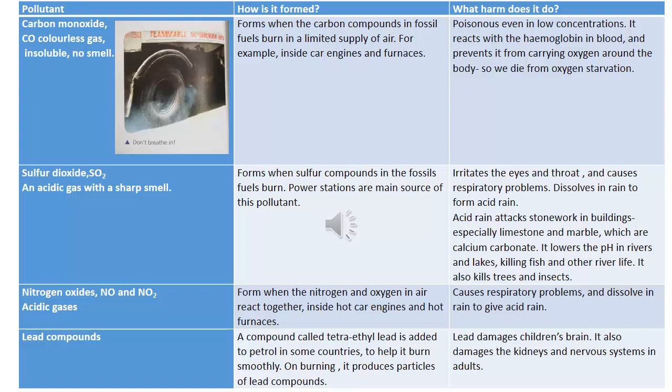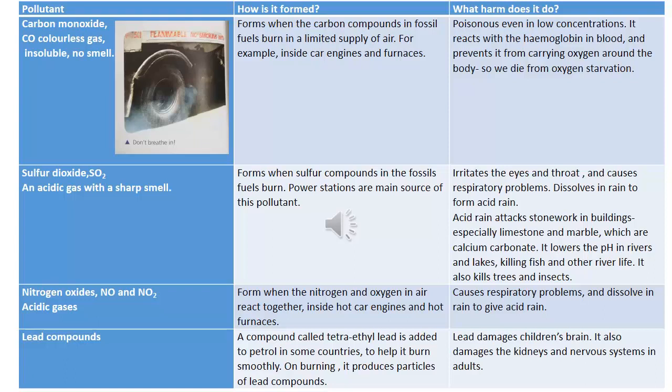And what harm does this sulfur dioxide do? It irritates the eyes and throat and it causes respiratory problems. So it affects our lungs, and we get insufficient oxygen. It also dissolves in rain to form acid rain. When this pollutant is in the atmosphere and the rain falls, the rain and the pollutant get mixed up. So the sulfur dioxide dissolves in the rainwater and the rainwater becomes acid rain.